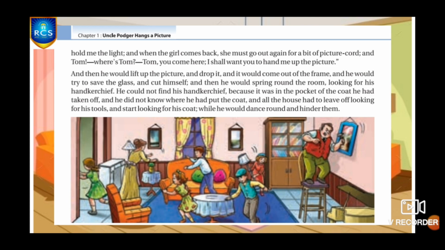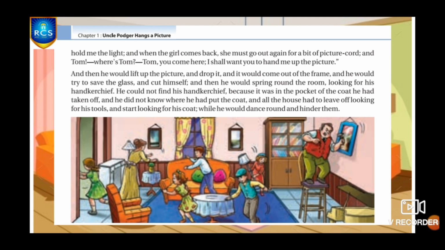Hold me the light, and when the girl comes back, she must go out again for a bit of picture card. And Tom, where is Tom? Tom, you come here. I shall want you to hand me up the picture. And then he would lift up the picture and drop it, and it would come out of the frame. And he would try to save the glass and cut himself. And then he would spring round the room looking for his handkerchief. He could not find his handkerchief because it was in the pocket of the coat he had taken off, and he did not know where he had put the coat.